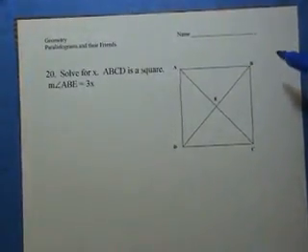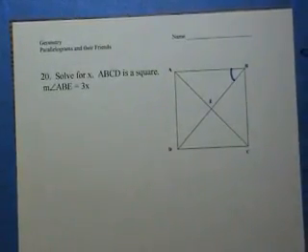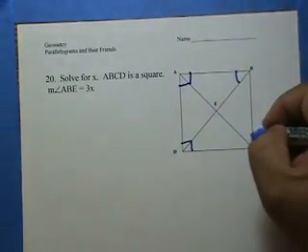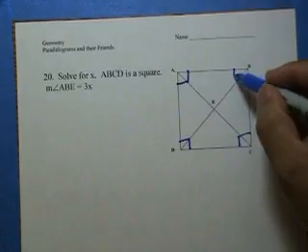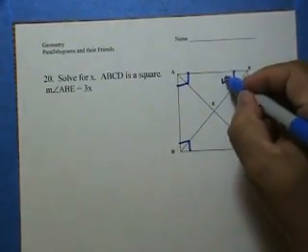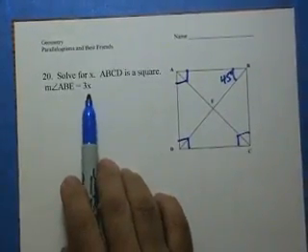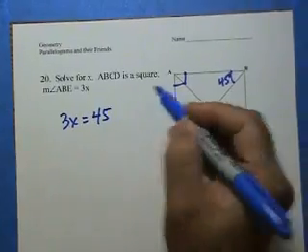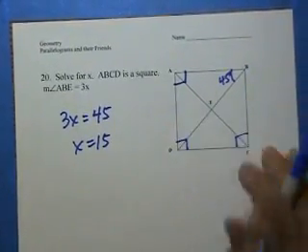You're asked about angle ABE. That's this angle here. Remember, all 4 angles of a square are 90 degrees, and the diagonals bisect the angles. So this angle is 90, but the diagonal is bisecting it, so that's a 45-degree angle. And you're told that the measure of angle ABE is 3x. So 3x must equal 45. Just solve for x. X is 15. That's it.